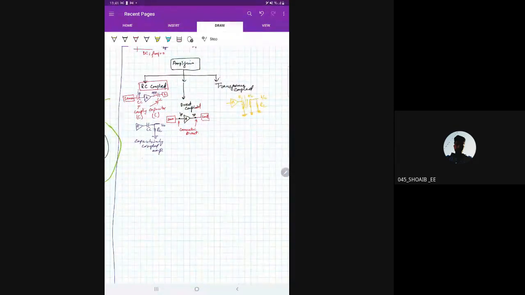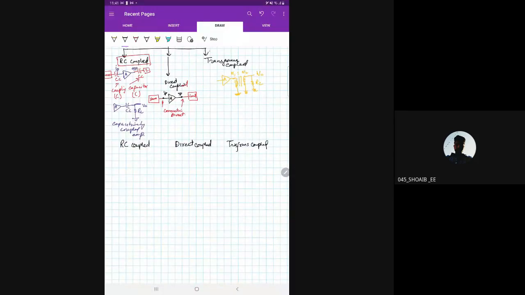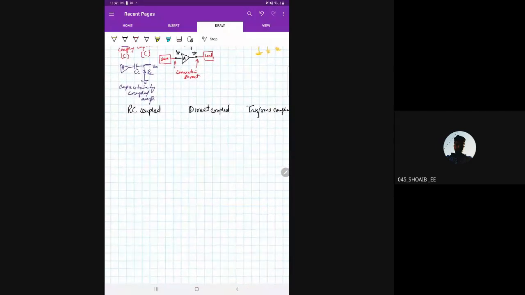Now, for these three, RC coupled, direct coupled, and transformer coupled amplifiers, they have a different gain versus frequency response. इनका अलग अलग होता है. मैं वो आगे बताऊंगा कैसे होगा. फिर हम लो फ्रीक्वेंसी और हाई फ्रीक्वेंसी पे जनरली बात करेंगे. But this is how these amplifiers actually are. Three types of amplifiers.